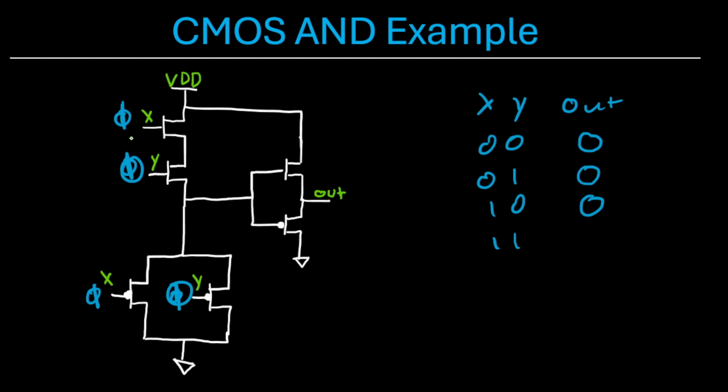Now, finally, if we apply 1, 1, both these PMOSs on the bottom are off. Both these NMOSs are on, which finally connects VDD to this net here, which then goes to the gate of these two NMOS and PMOS. PMOS is off, NMOS is on, connecting your out to VDD, giving you an output of 1.